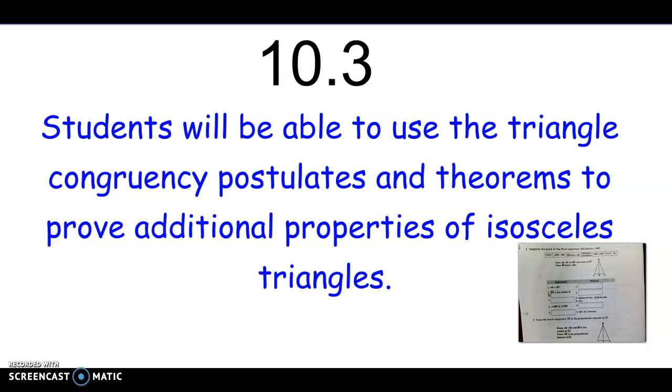This is the third lesson in Topic 10. In this lesson, we're going to use the triangle congruency postulates and theorems that we've learned, the 5 shortcuts, to prove additional properties specifically for isosceles triangles.